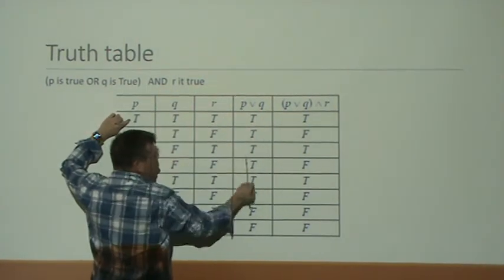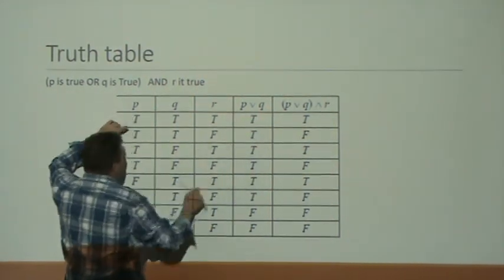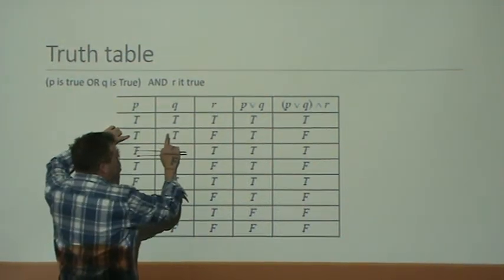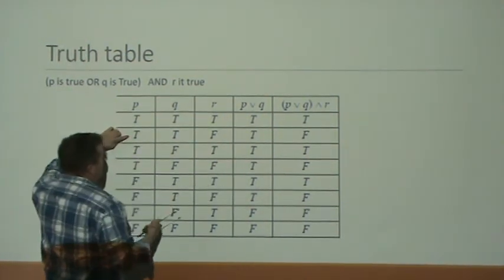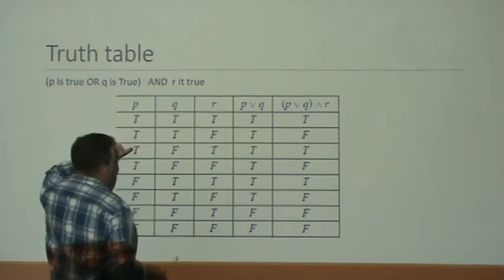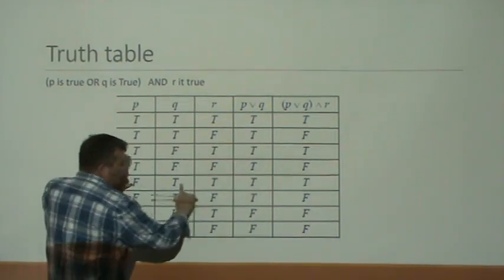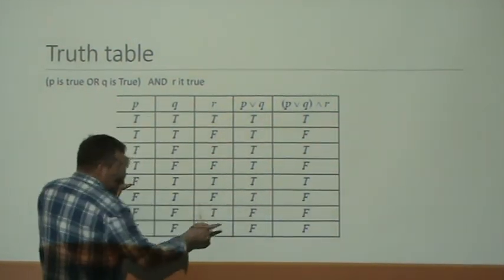we're going to put a true here. So now we're looking at this is true, this is true, we'll put a true here. This one's true, we'll put a true. This one's true, this one's false. As long as one of them's true, we're going to put a true here. This one's true, bang, true right here. This one's false, this one's true, we'll put a true here. As long as one of them's true, we'll put a true here.